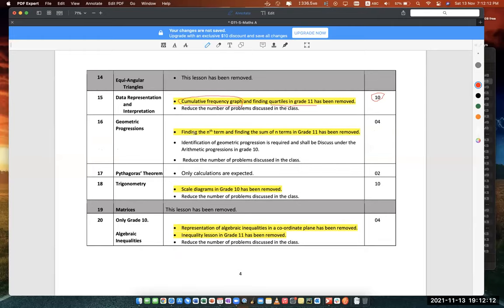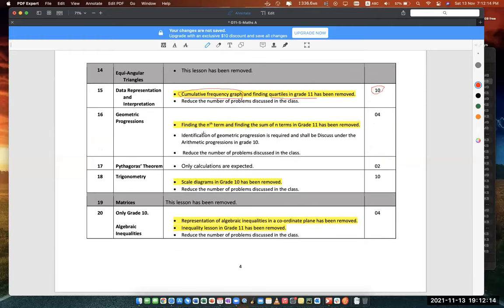Geometric progression. You can see that finding the nth term and finding the sum of n terms in grade 11 has been removed. So that means geometric progression is entirely removed. The only part remaining is identification of a geometric progression. If you see a progression and you can identify that this is a geometric progression, that is enough.